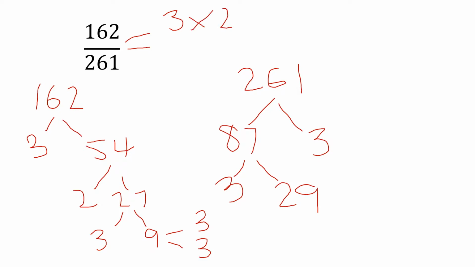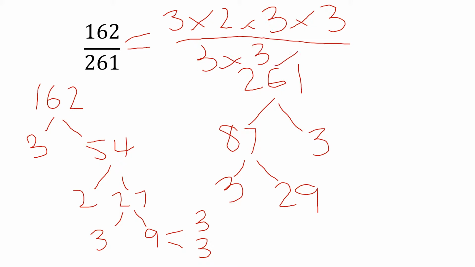So 162 is 3 times 2 times 3 times 3. And we've got on the bottom 3 times 3 times 29. Now we can get rid of 2 of the 3's. So what am I left with on top? Well, I've got 2 lots of 3, which is 6. And on the bottom, I just have 29. And there you have it.